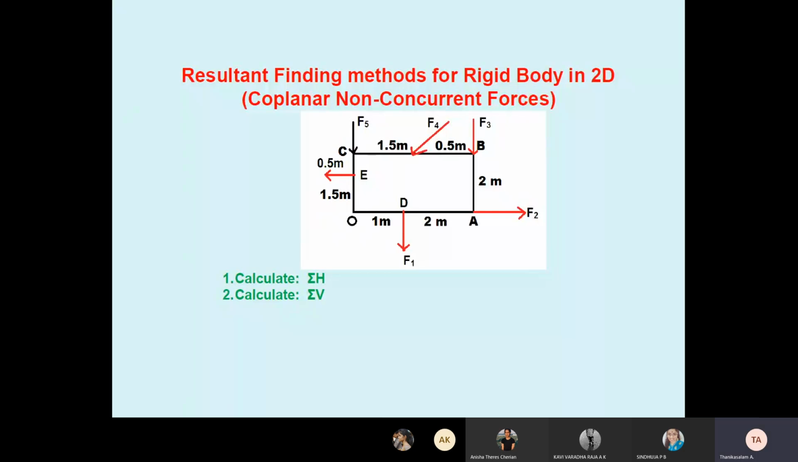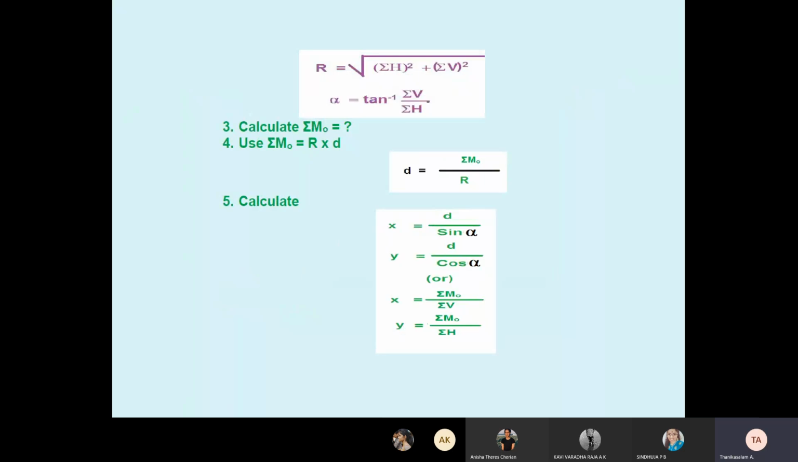So for the resultant finding method, first calculate all horizontal forces, then calculate all vertical forces, then resultant equals square root of summation of H squared plus summation of V squared. Then resultant direction alpha equals tan inverse of summation of V divided by summation of H. Then calculate net moment or resultant moment with respect to reference point. Summation of M naught you have to calculate.